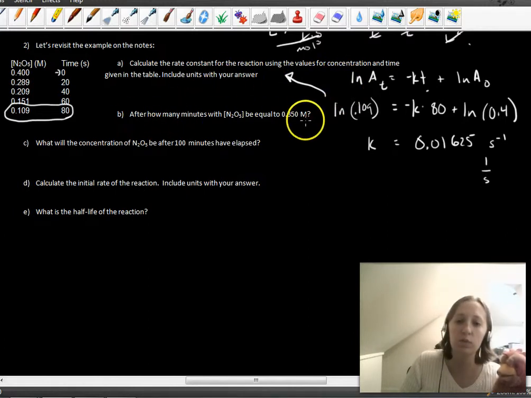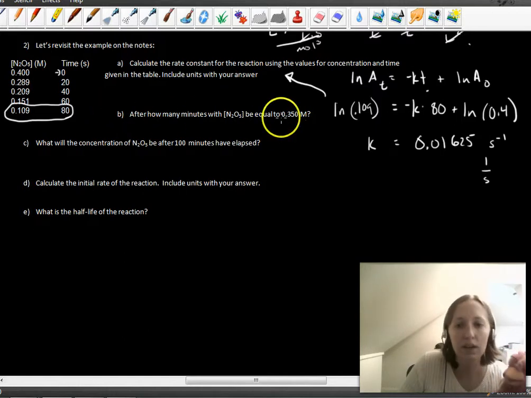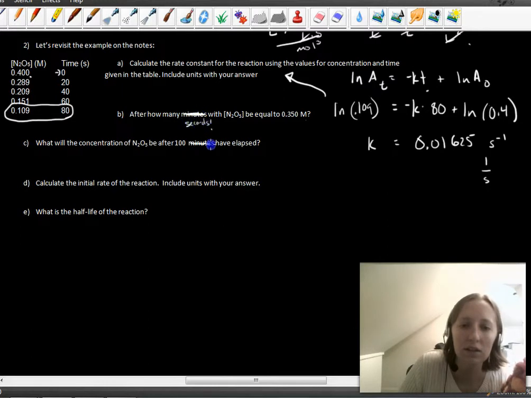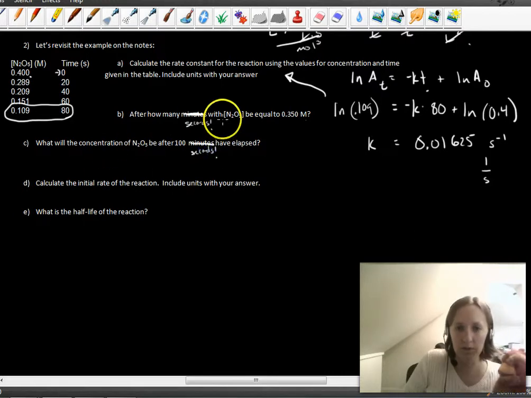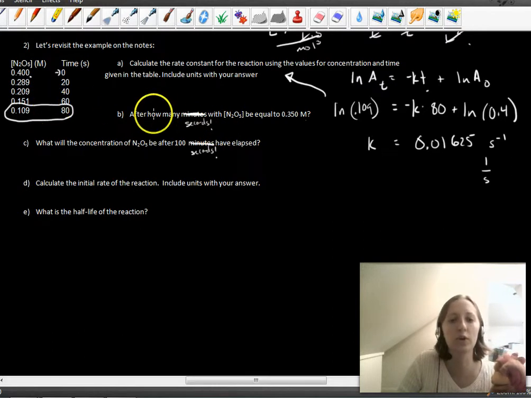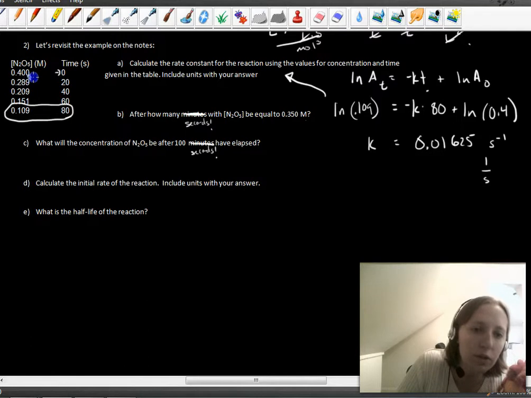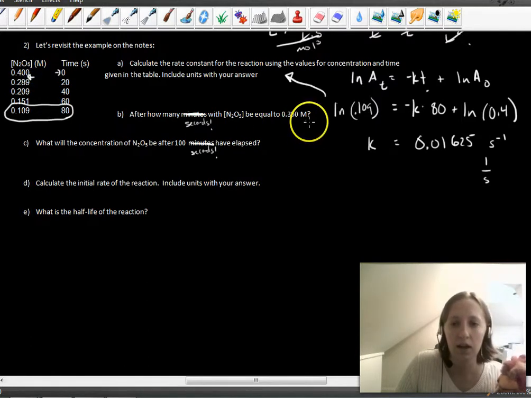Then after how many minutes will N2O5 be equal to 0.35? That's going to be 0.35 molar is going to be in here somewhere. Oh, minutes. Ha, that's supposed to be seconds. So after how many seconds will N2O5 be equal to 0.35 molar? That's going to be in here somewhere. So hopefully the answer that we come up with will be between 0 and 20 seconds.